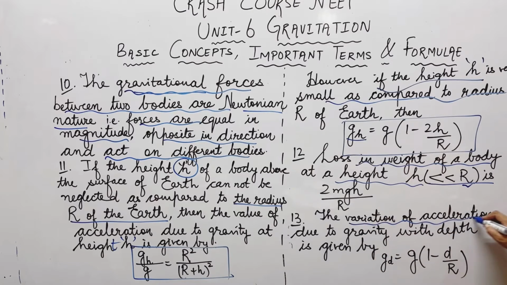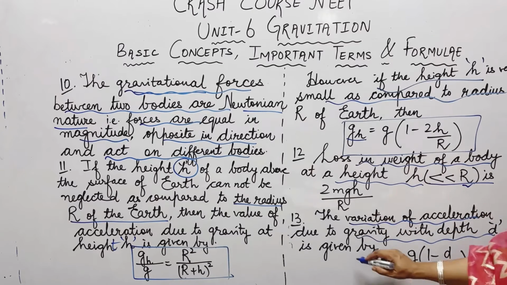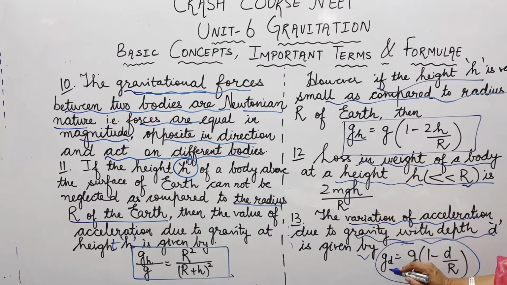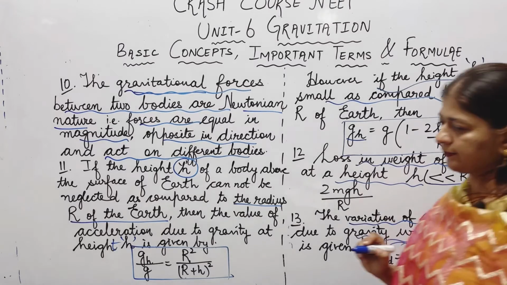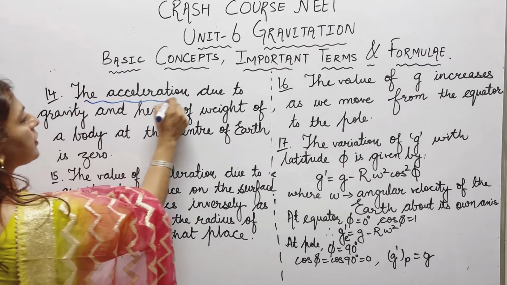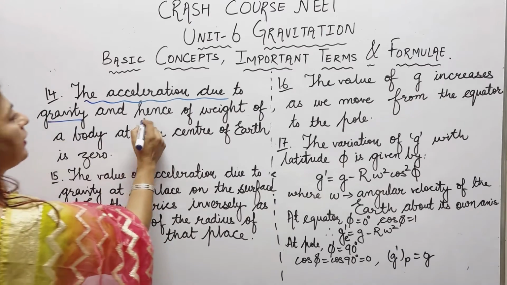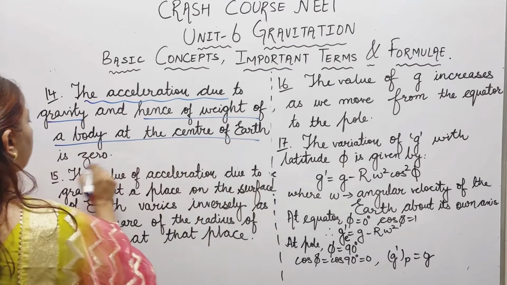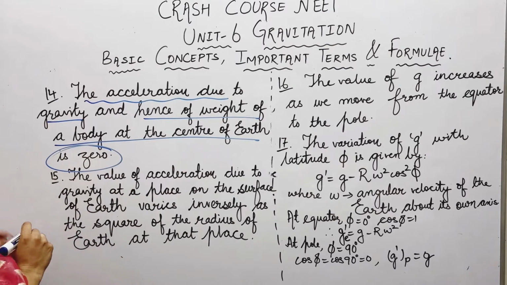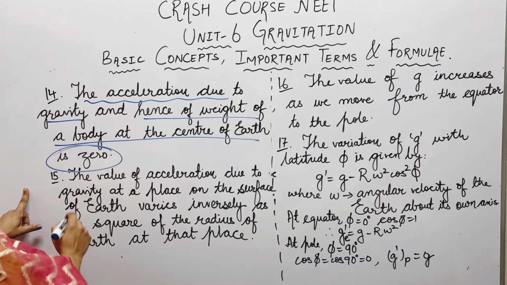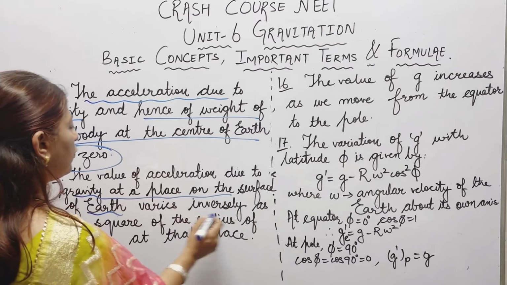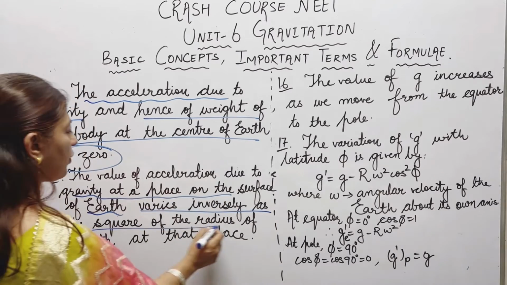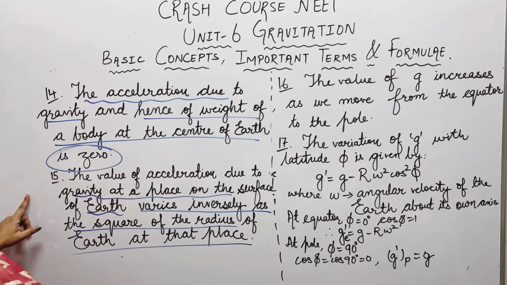The variation of acceleration due to gravity with depth d is given by gd, the acceleration due to gravity at depth d. It is given by g into 1 minus d upon the radius of the Earth. Now, the 14th point is that the acceleration due to gravity, and hence the weight of a body, at the center of the Earth is 0. The value of acceleration due to gravity at a place on the surface of Earth varies inversely as the square of the radius of the Earth at that place.